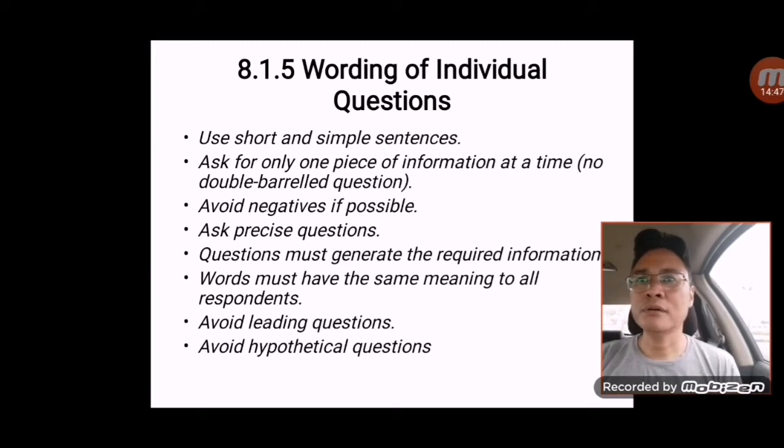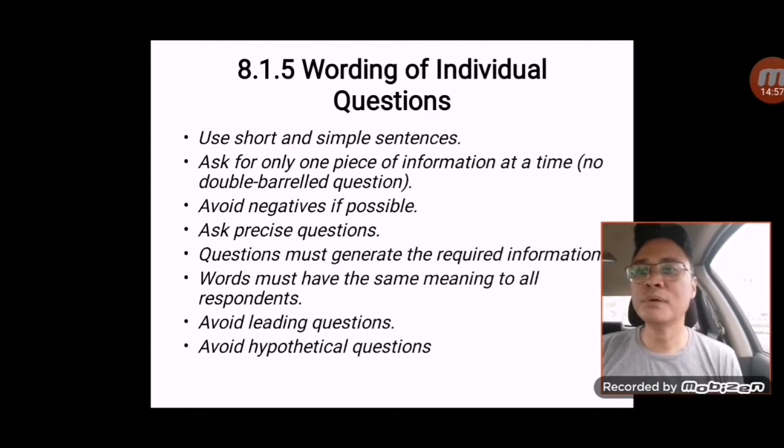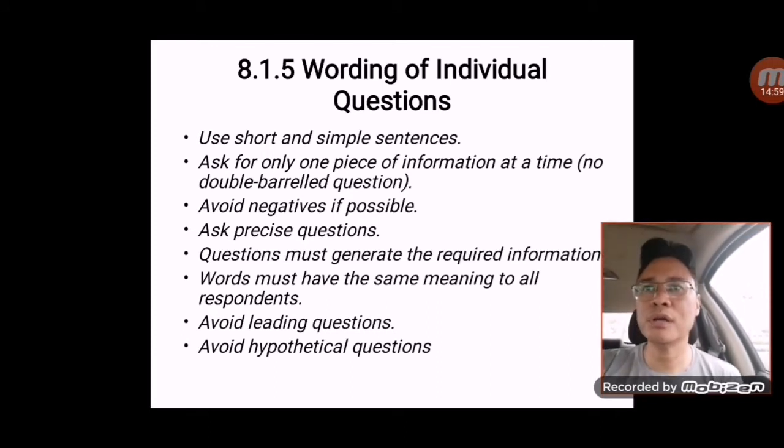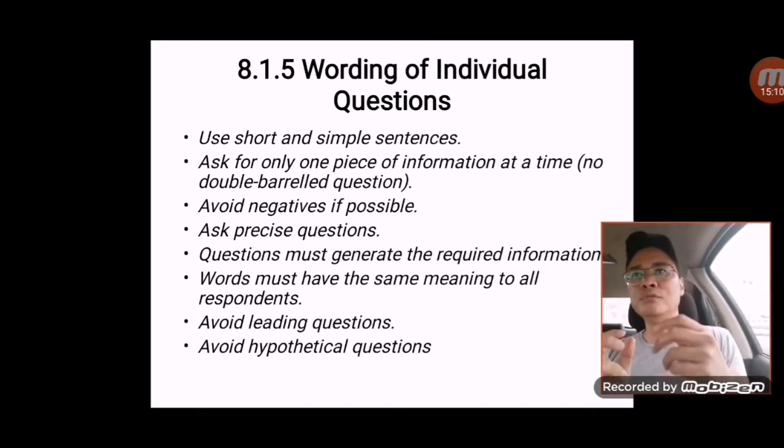Okay, tengok ni, these are some of the tips. Use short and simple sentences. Ask for only one piece of information at a time. No double barrel question. Jangan tanya soalan yang double meaning. Ini soalan yang berulang, dah tanya lagi. Jadi soalan tu maksudnya sama lah, tu maksud lebih kurang double meaning.